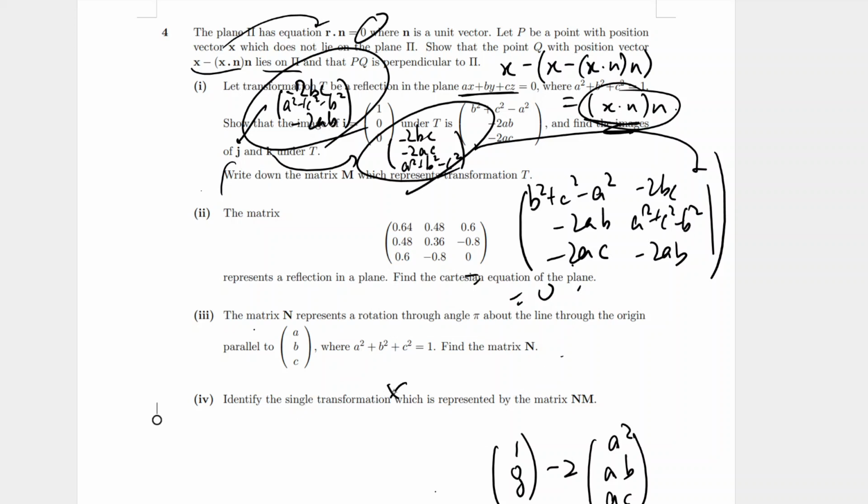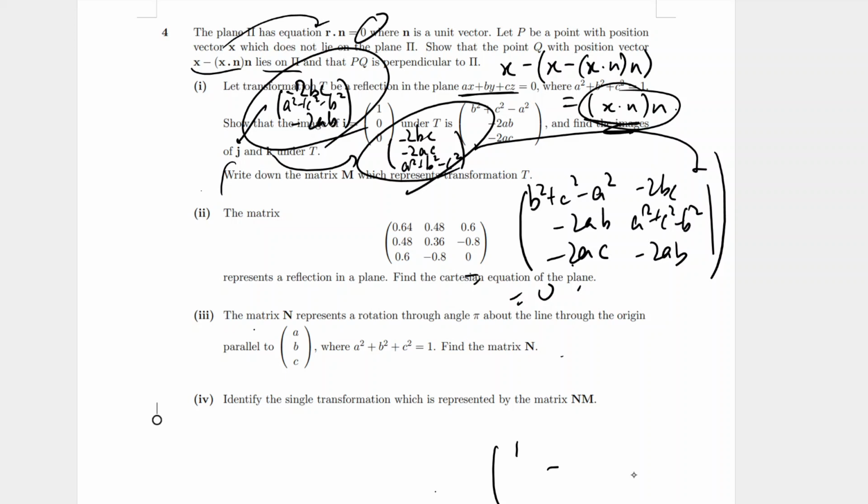All right, now part 3 is really interesting, I think. The matrix N represents a rotation through angle pi about the line through the origin, parallel to (a, b, c). Okay, let's draw a line. So I'm saying that I have a point here. What is the rotation through angle pi? Well, i.e. reflection, right? I have a random point.